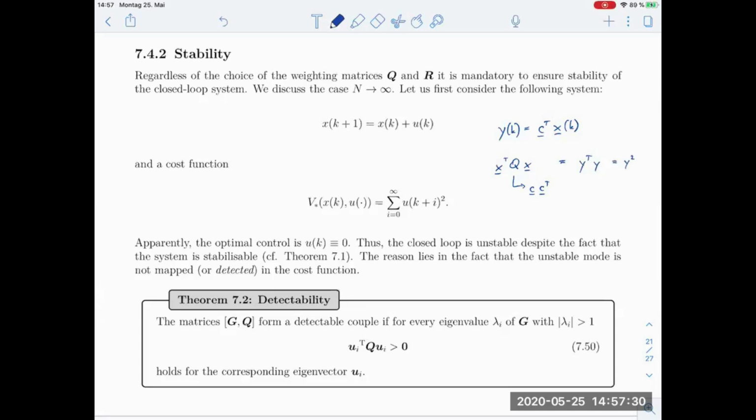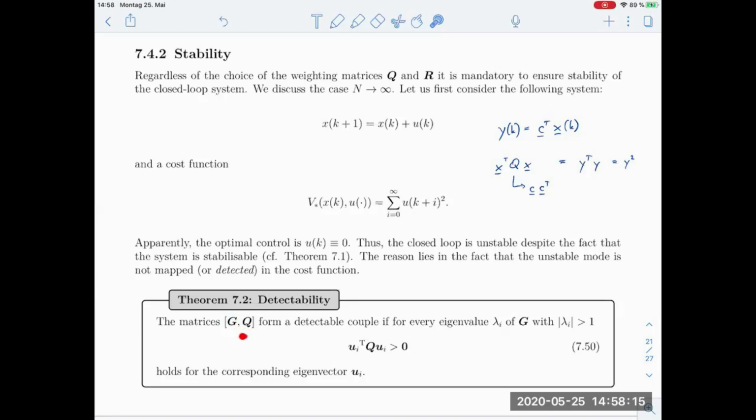So you can understand this weighting matrix in this quadratic form here, C times C transposed, as defining particular outputs that you want to weigh. It just defines the linear combination of states that you weigh together in this quadratic fashion. Hence, compared to controllability or stabilizability, the notions here of detectability, respectively observability, concern the output of the system and the system dynamics, of course. G and Q.